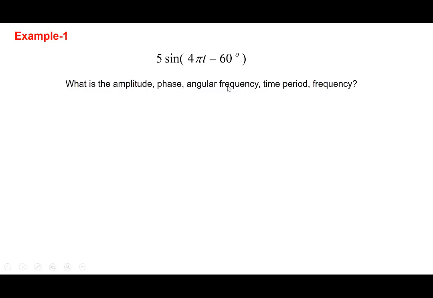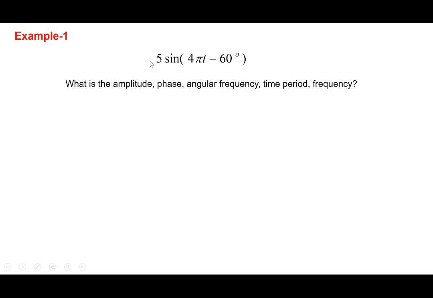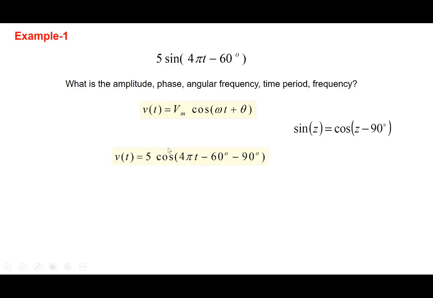What is the amplitude, phase, angular frequency, time period, and all that for this signal here? So now when we write a signal like this, note that we would like to represent everything like this here. So phase will be determined from here with this kind of representation, okay? So we would like to recast the sine in terms of cos here, right? So this is our representation of a sinusoidal signal here. So we know that sine and cos are related like this here. So we can write our signal here, 5 sine (4 pi t minus 60), as v(t) equal to 5 cos (4 pi t minus 60 minus 90) here. So we cast it in this particular form.